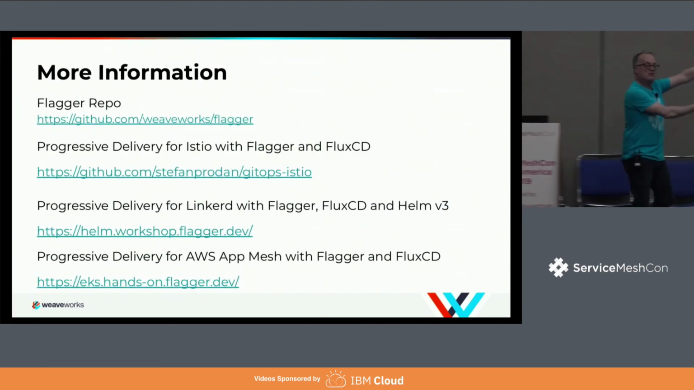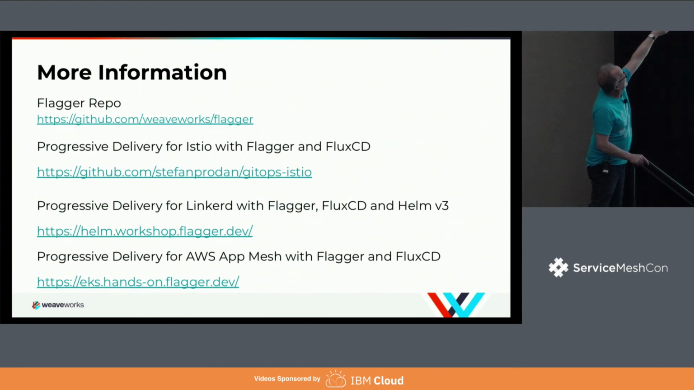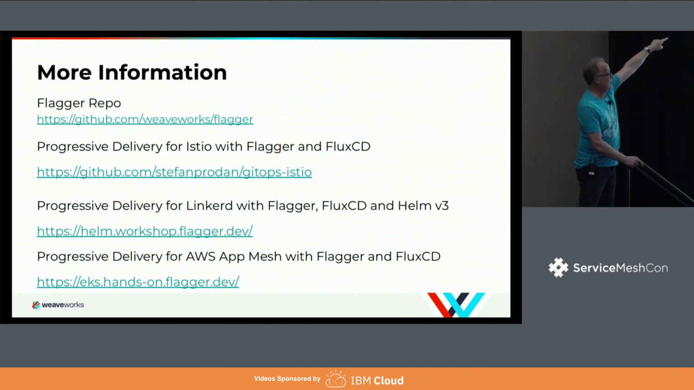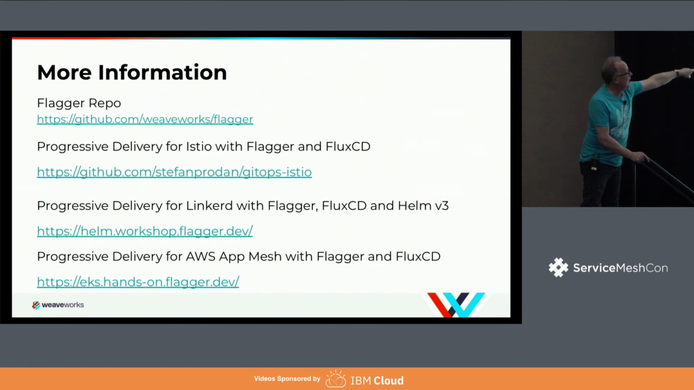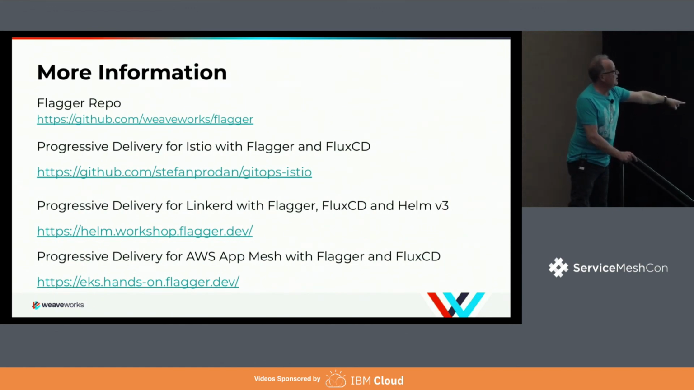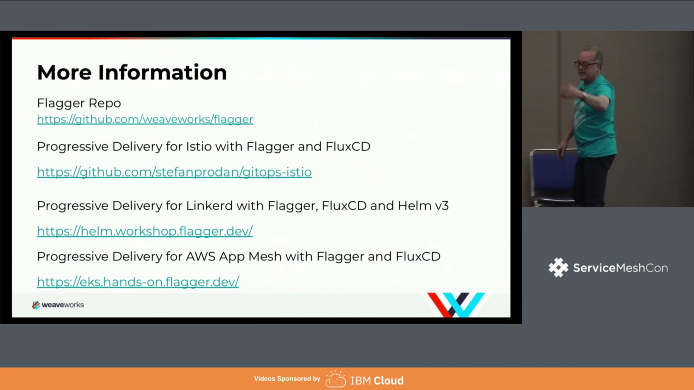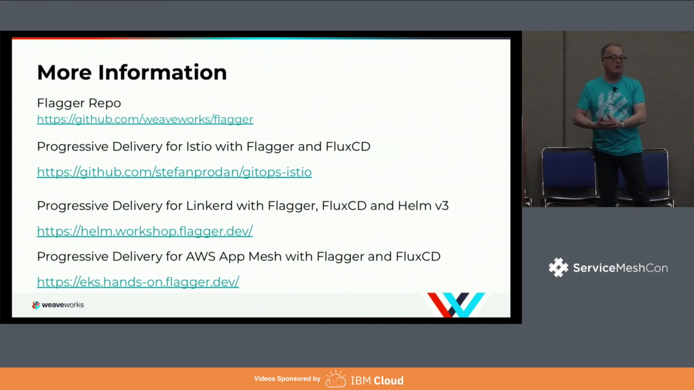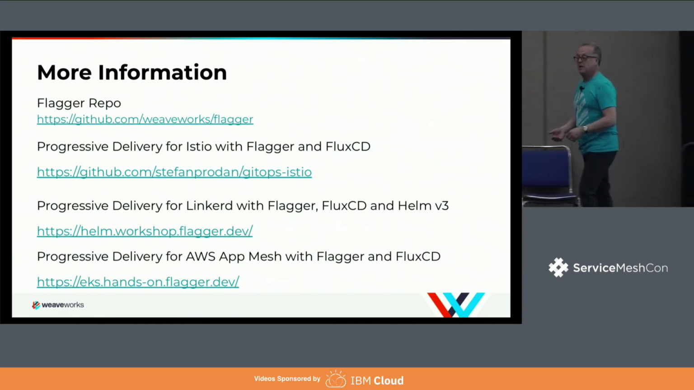Now, here's the key slide. Everybody get your cameras out. The repo's at the top, with a nice discussion of Istio as an example, a nice one with Flagger and Linkerd, and down at the very bottom AWS App Mesh. Now, as I said in the very beginning, App Mesh is new. That was just added to Flagger, so that's fairly new to what we're doing.